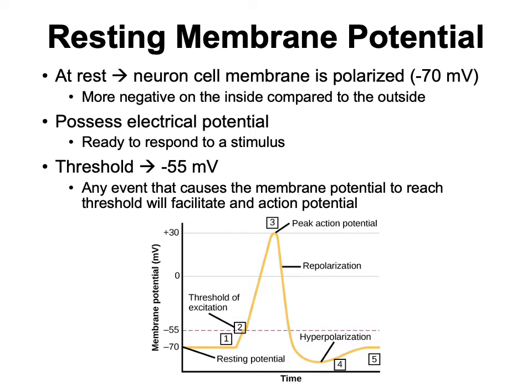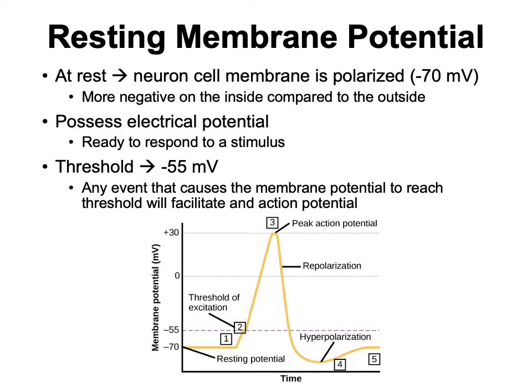Resting membrane potential. At rest, a neuron cell membrane is considered polarized. As you saw in the diagram on the previous slide, it is at negative 70 millivolts when it is at rest. That means it is slightly more negative on the inside of the membrane compared to the outside of the membrane. This means that the resting membrane possesses electrical potential, meaning it is ready to receive a stimulus. Any cell membrane that is not at its normal resting membrane potential cannot respond to a stimulus.